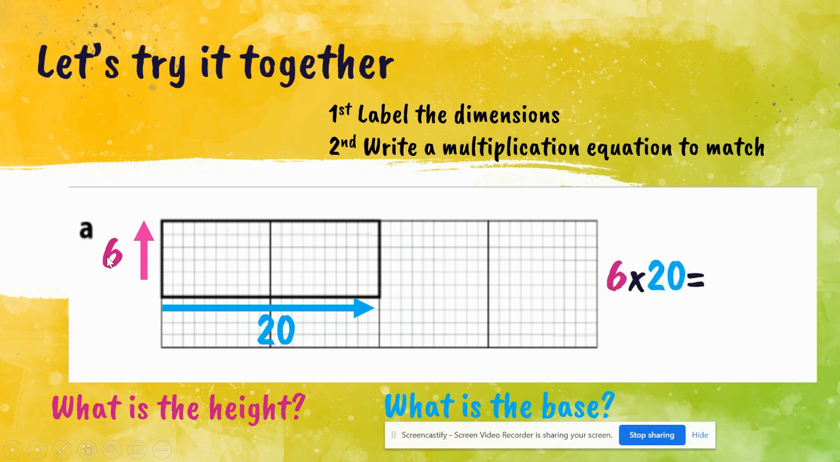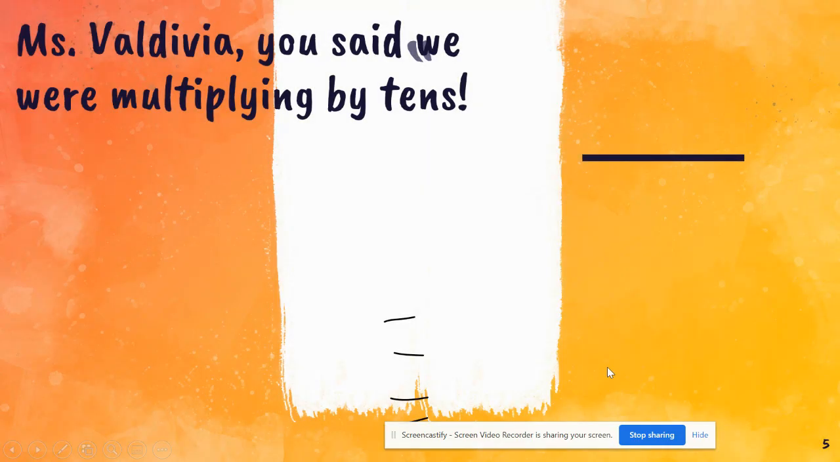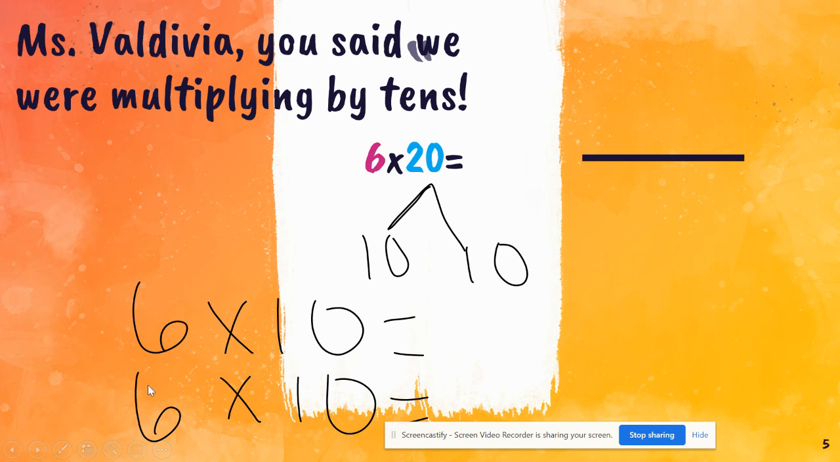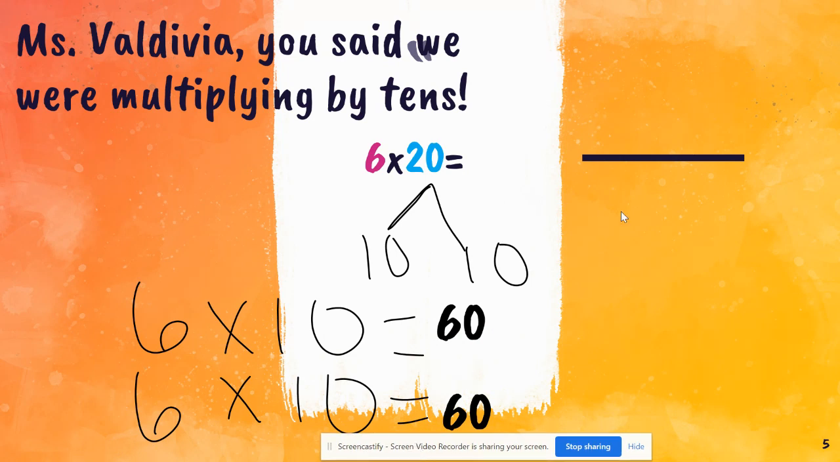So our equation would be 6 times 20. Now you're saying to yourself, Miss Valdivia, you said we were multiplying by tens. I said we were multiplying by multiples of tens. So here's how we'll take a problem like this. We have our equation, 6 times 20. We break this 20 into 2 tens, then all we have to do is 6 times 10 and 6 times 10, because those 2 tens will give us 20. So we have those 6 times 10, 6 times 10, and we know they equal 60. We learned that in the last problem.